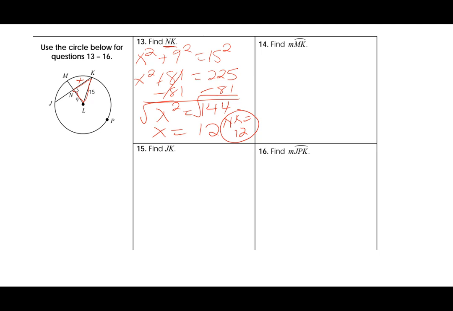Okay, we're going to skip 14. Don't worry about that one. And same with JK. And same with JPK. We're not going to worry about any of those.